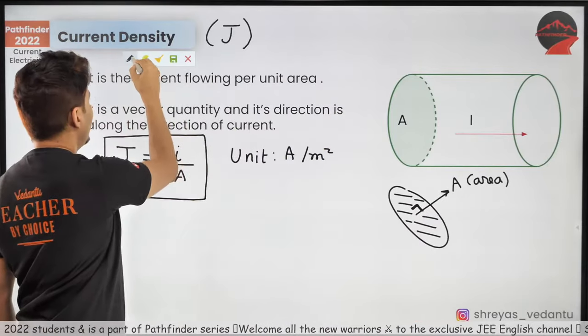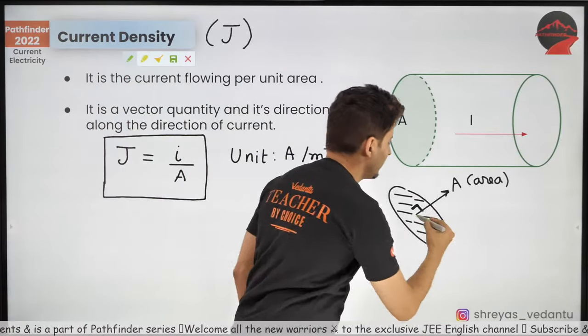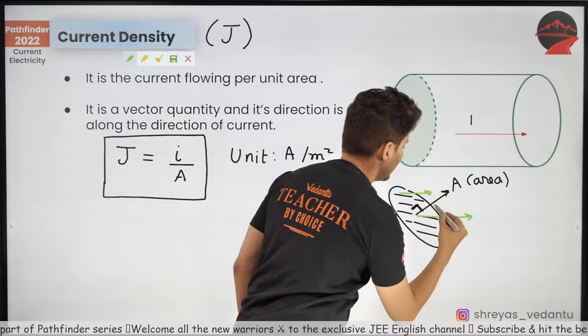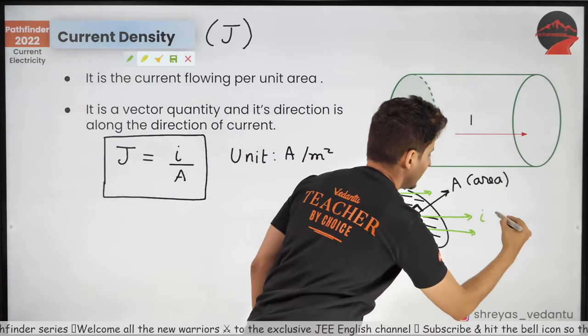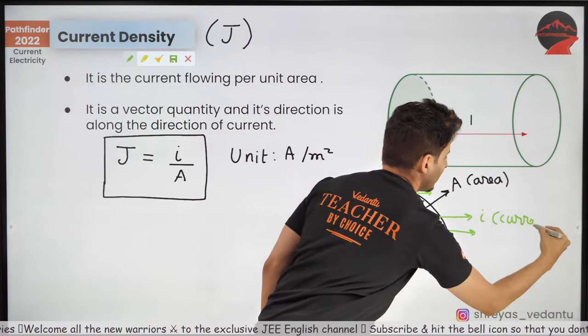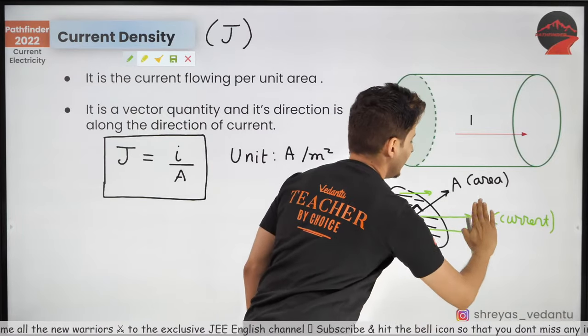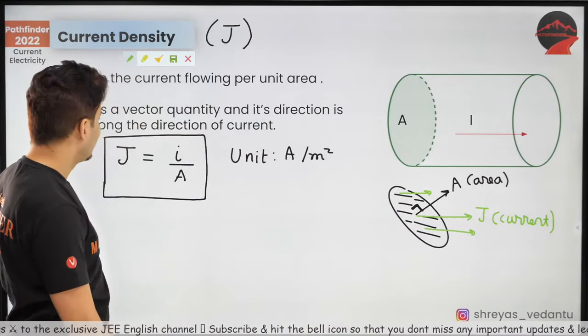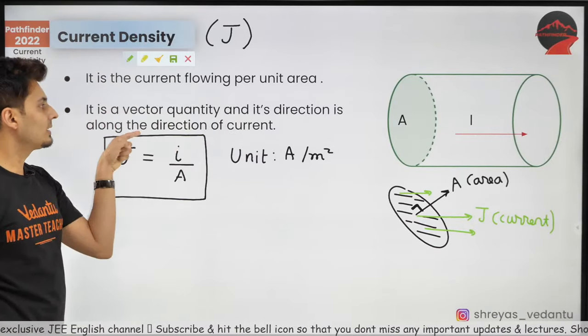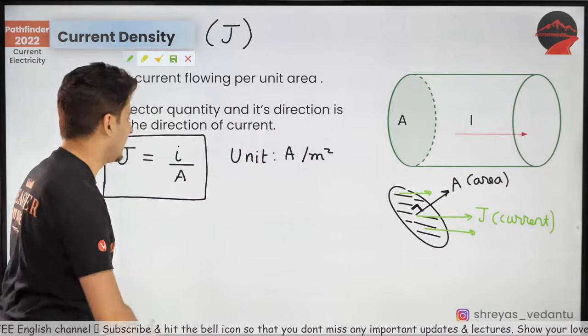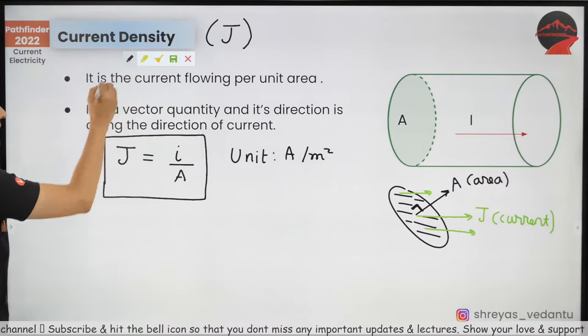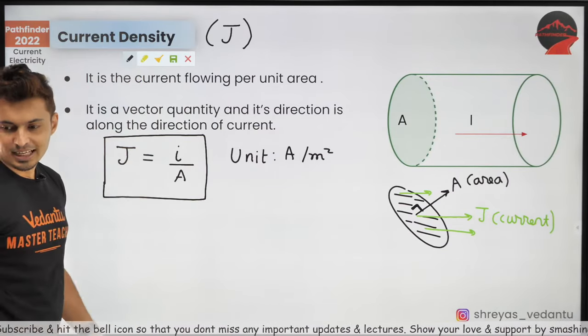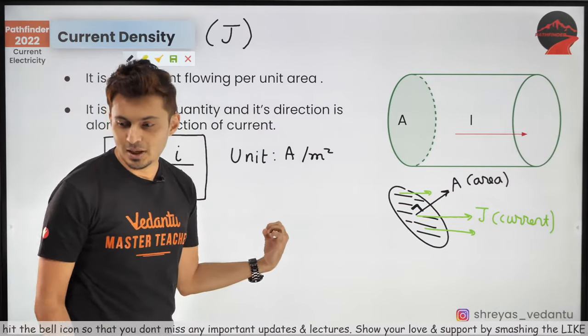And there might be current flowing like this. This is the current. The current density is, remember, always in the direction of the current. So guys, you can rearrange this equation and it works like this. Yes, it is a vector quantity.